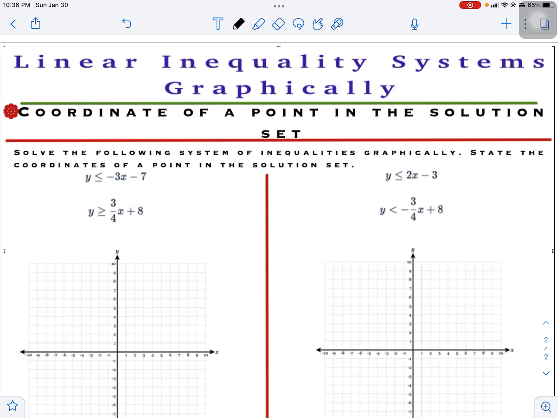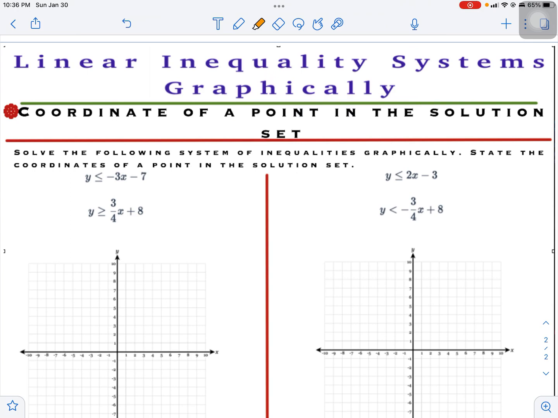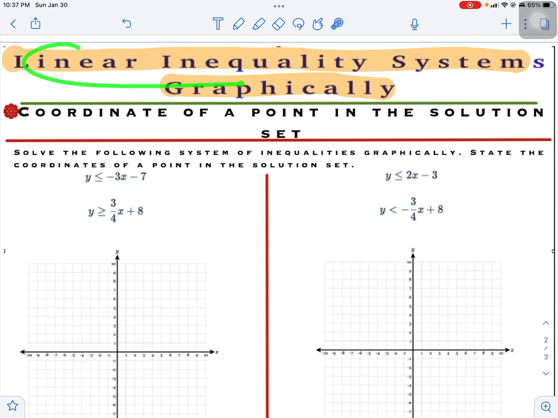All right? So, as we always do, we start by identifying the name of this video lesson, which is Linear Inequality Systems Graphically. So we are going to solve linear inequality systems graphically. Now remember that a system means more than one equation, right? We're going to find more than one linear inequality equation, which is called a system, and we're going to do that graphically or by a graph.